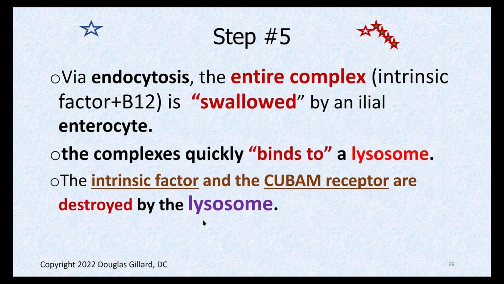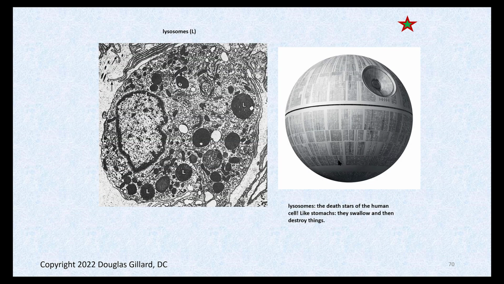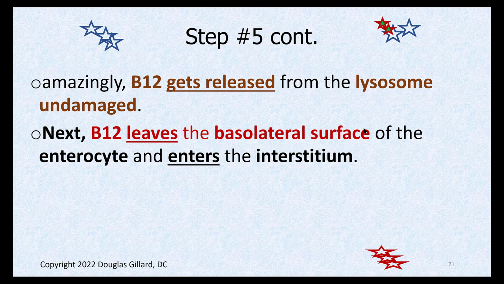something interesting happens. They bind to a lysosome. Remember, lysosomes are the digestive organs of the cell. The lysosome will break loose the vitamin B12. It will destroy the intrinsic factor and destroy the cobalamin receptor, but it doesn't touch the B12, which is kind of a miracle. How it escapes the wrath of the lysosome is a mystery. There are little lysosomes inside of a cell, like the Death Star if you're a Star Wars fan. Very wicked. So what happens to B12?